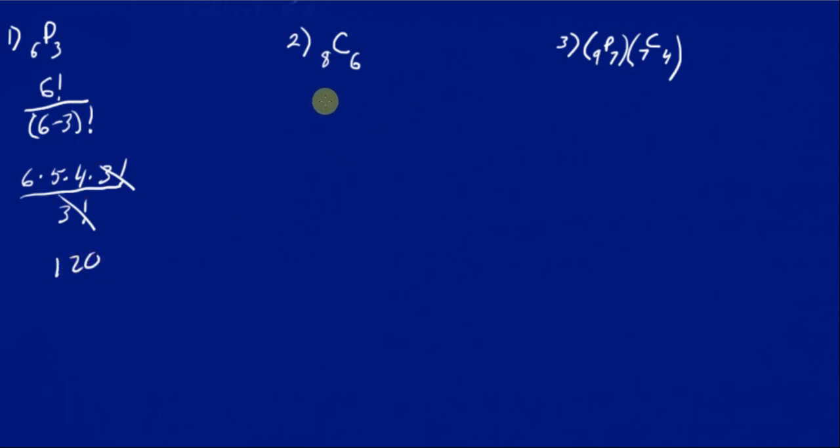Combination of 8 things taken 6 at a time. Again, the formula for combination, very similar. 8 factorial all over 8 minus 6 factorial times 6 factorial. So that's going to be a 2 factorial.